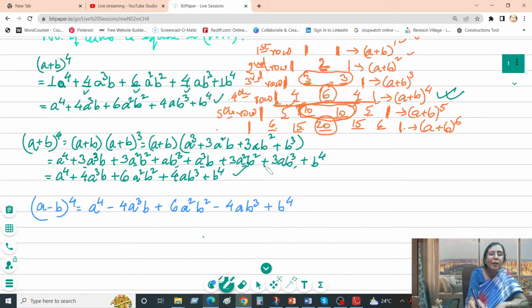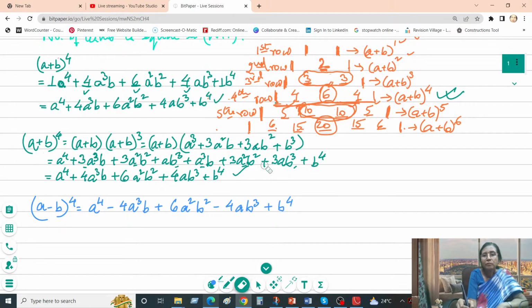For (a+b)^n, every term will be a positive term. For (a-b)^n, the signs will be alternating. It will be starting with a plus, and then plus, minus, it will just continue. This is the only difference.